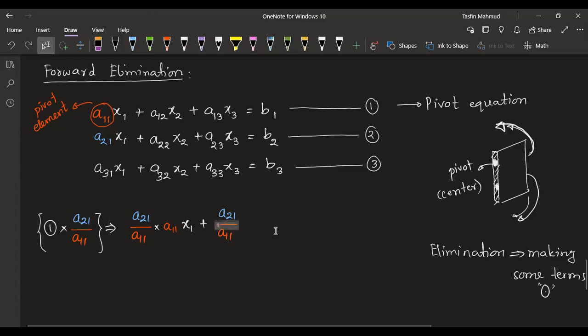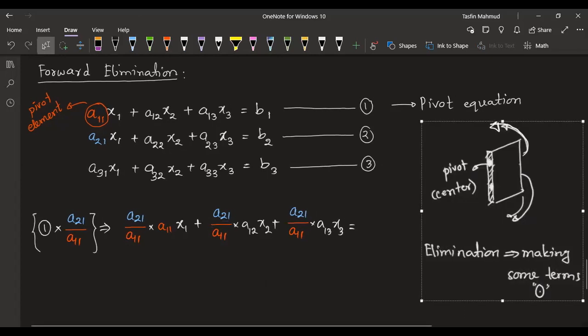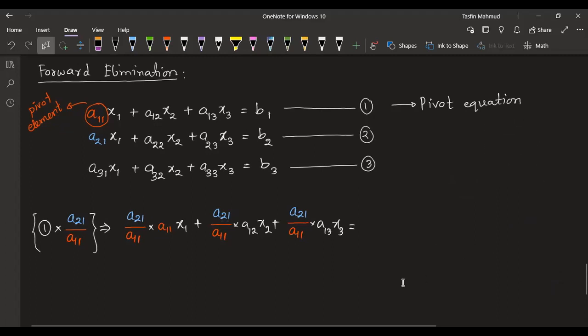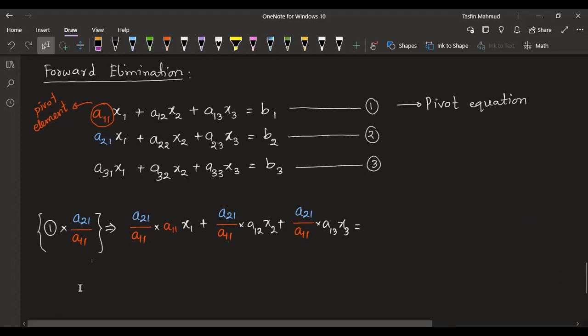Then the third term would be a13 x3. Okay, let me delete these things for now. And the constant term would be this, times b1, right? So I have multiplied this coefficient with each of the terms of equation 1.